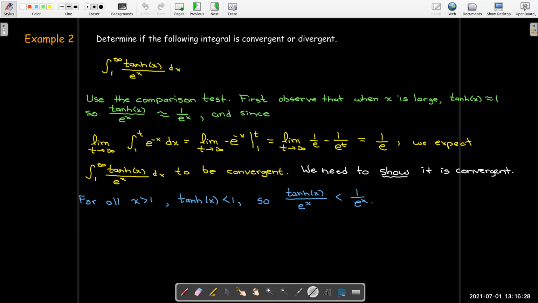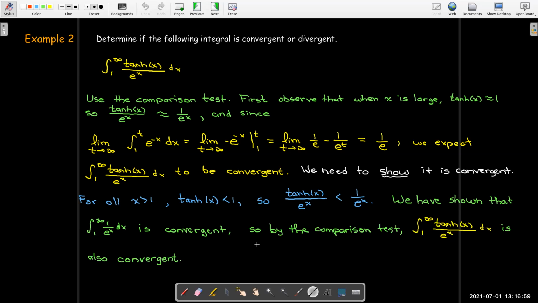We want the tanh of x over x to be the small function. We need to have a bigger function which is convergent. So we need to have a big truck which fits, then we'll know that the small truck definitely will fit. So we've shown that the infinite integral from 1 to infinity of 1 over x dx is convergent, so the big truck fits. So by the comparison test, the infinite integral from 1 to infinity of tanh of x over e to the x must also be convergent.